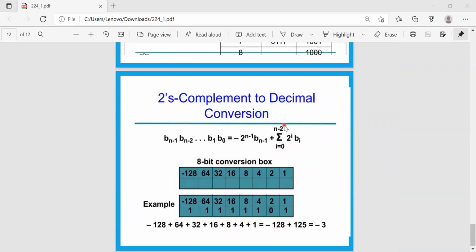How to convert two's complement to decimal? This is the two's complement, and we can find the decimal conversion using this formula. We take the minus sign only for the first term, and for the remaining terms we take the summation. This is one example.